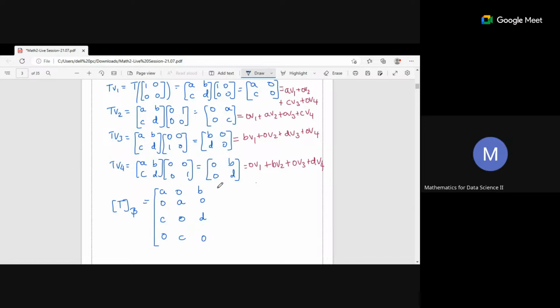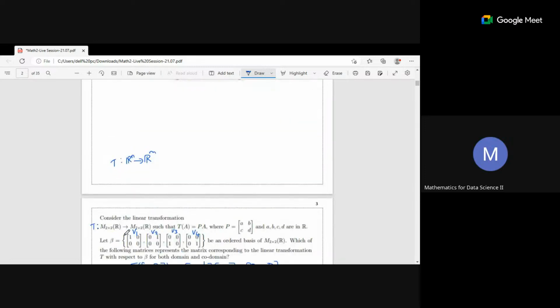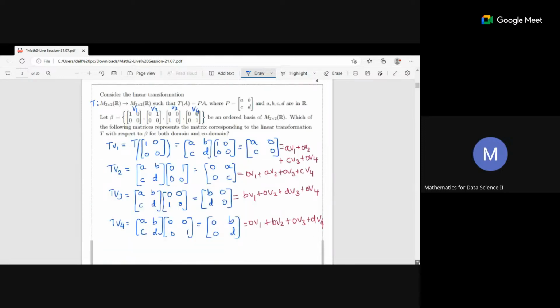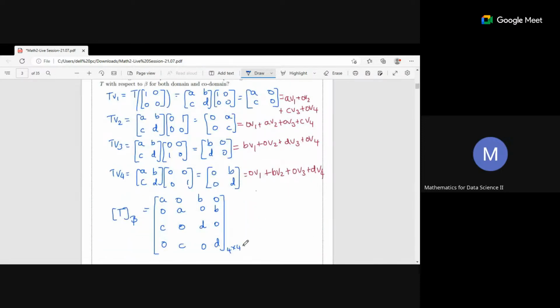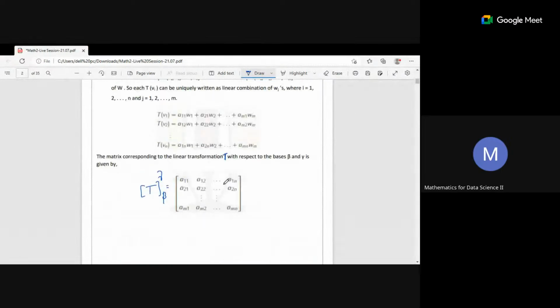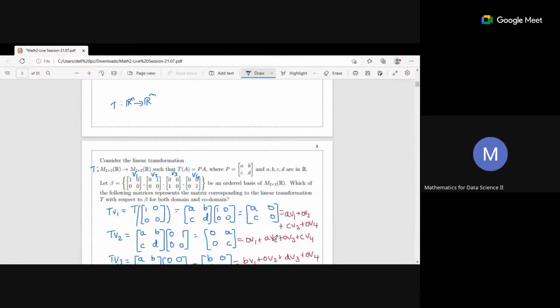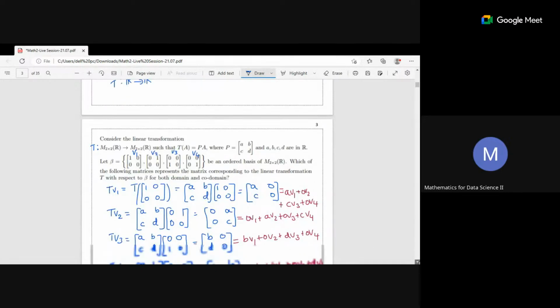Can you tell what is the last column? 0, B, 0, D. Yeah. Okay, so this is the matrix corresponding to this linear transformation. Here you see the corresponding matrix is of size 4 by 4. The procedure is exactly the same, even though your vector space is different. So in the exam, even if you have a matrix example, I guess you know how to do it. Okay, fine.